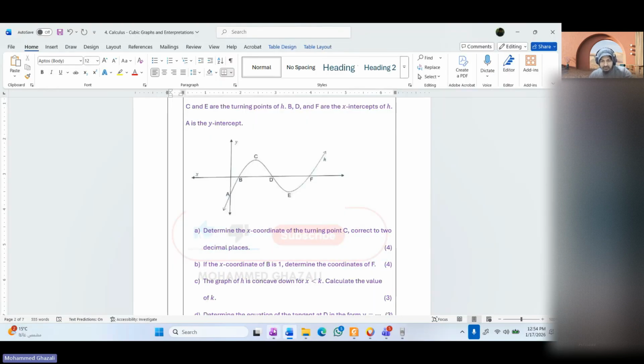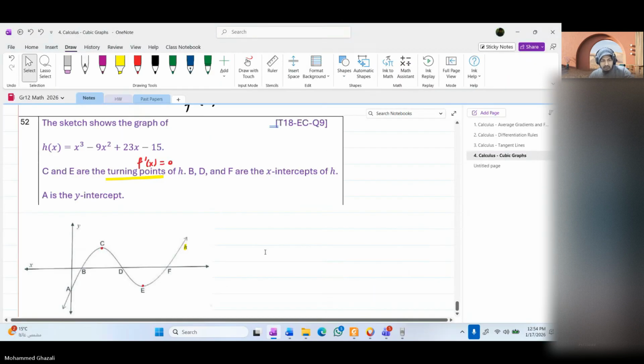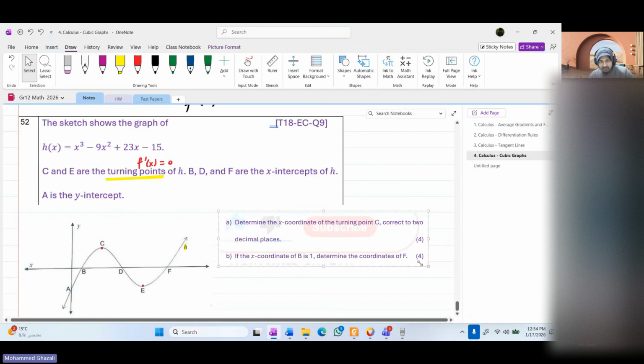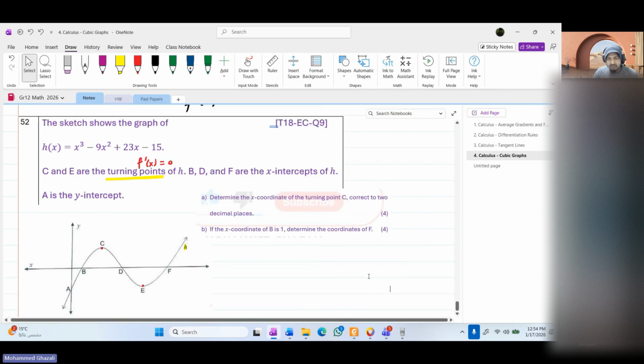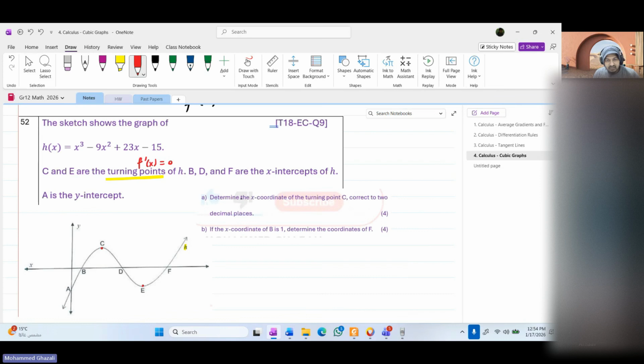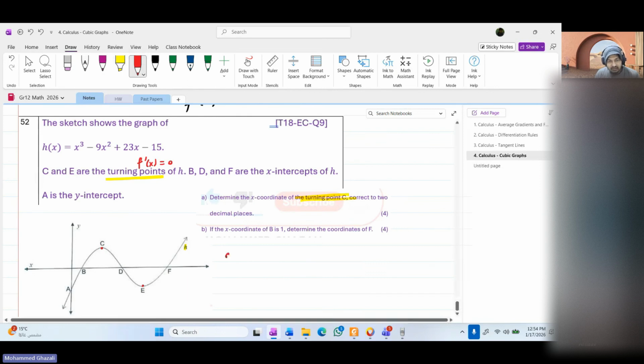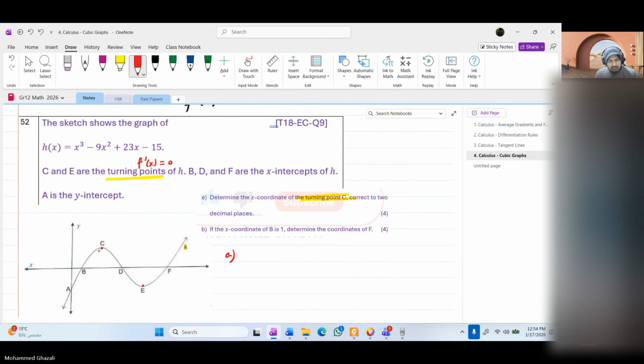Remember 4 marks, easy, right? So see what the first question is asking us for. Determine the x coordinates of the turning points of C correct to 2 decimal places. Determine the x coordinate of the turning point C, right? Correct to 2 decimal places. In other words, the quadratic function, they know that it's not going to work out. So they want you to find that. So we only want the point C.